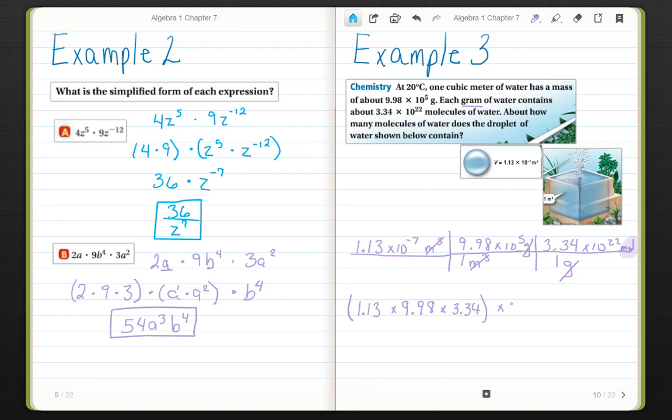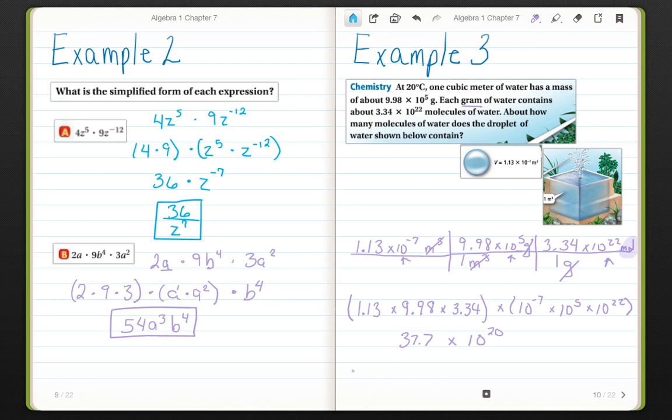And now I'm going to take the scientific notations. The 10 to the negative 7th from over here times 10 to the 5th from here times 10 to the 22nd from here. So if I multiply these three numbers together, I'm going to get 37.7 times 10 to the negative 7 plus 5 is negative 2. Negative 2 plus 22 is 20.